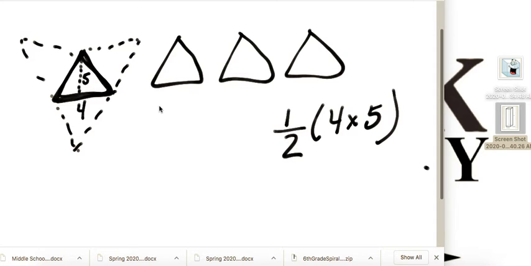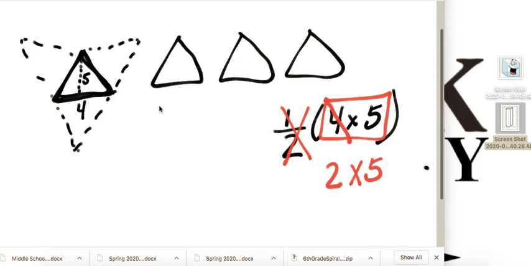So you can either multiply and then cut in half afterwards, or we talked about how you can cut one of these numbers in half ahead of time. 5 I can't cut in half, so I'm going to cut half of 4. But once you do that, you want to make sure you get rid of the original. Okay, so half of 4 is 2. So now I'm doing 2 times 5, which is equal to 10. So that would be the area of one triangle.